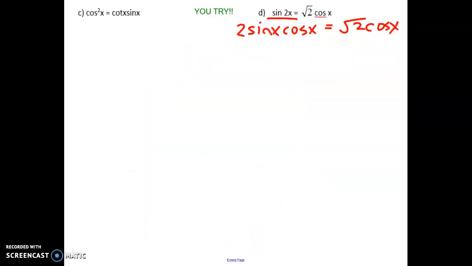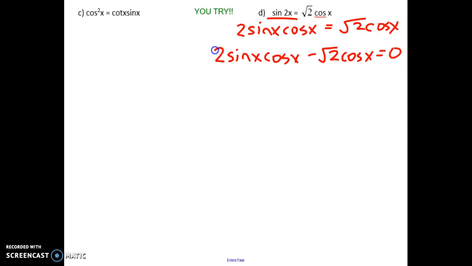Alright, so here we're changing the sine 2x into the 2 sine x cos x. Now I do have both cos and sine here, but there's nothing else that can simplify. So let's start by moving everything to one side of the equation. So we'll get 2 sine x cos x, subtract root 2 cos x equals 0. So I'm just moving it all to one side.